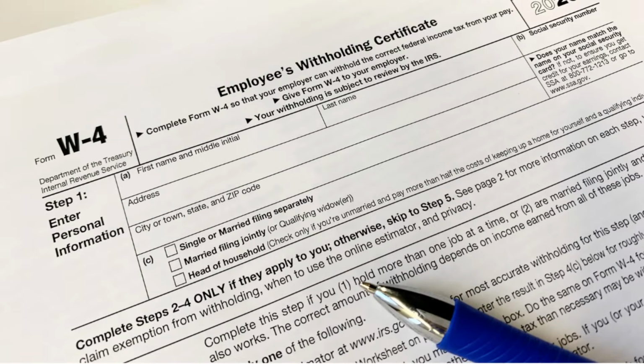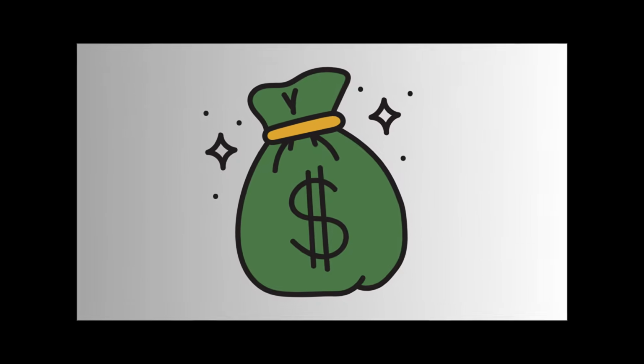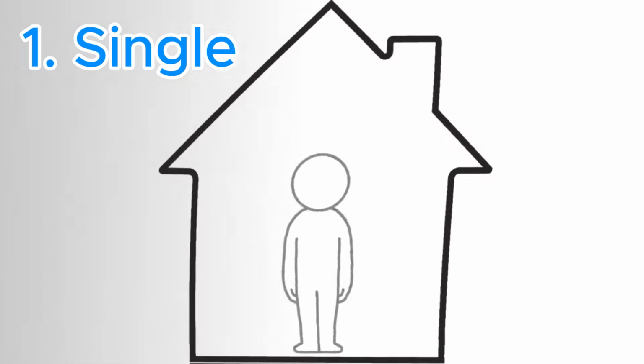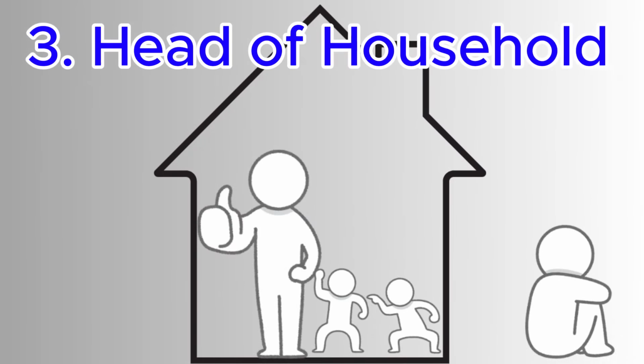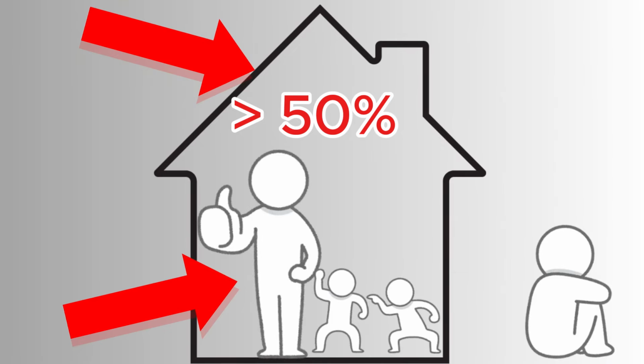But let's go back to that W-4 form that you filled out when you first got hired. The W-4 form tells your employer about your family and income situation, and how much tax you want to be withheld or taken out of your paycheck. Depending on your situation, you will have a different filing status. Here's a quick breakdown of what that means. Filing single, you're not married. Filing jointly, you're married and you're filing with your spouse together. Filing as head of household, you're not married, but pay more than half of your bills to take care of your home, yourself, and children.